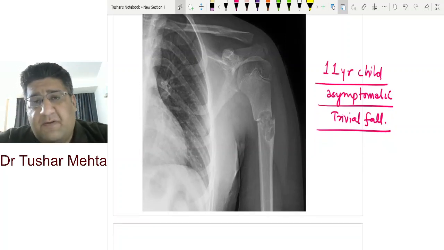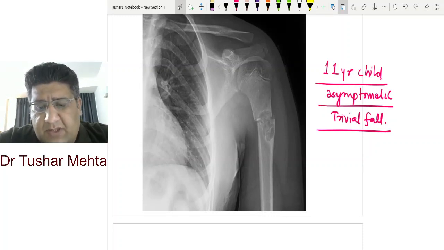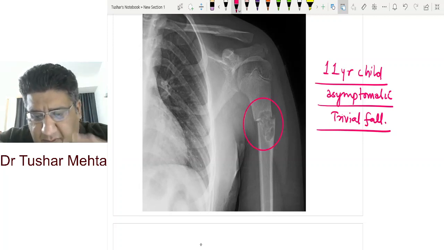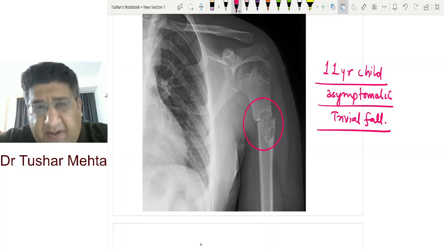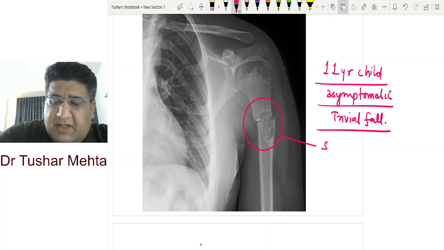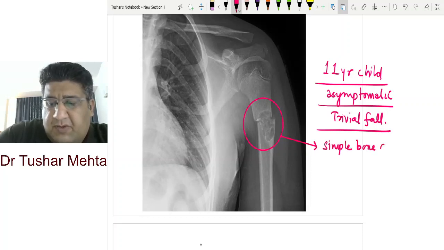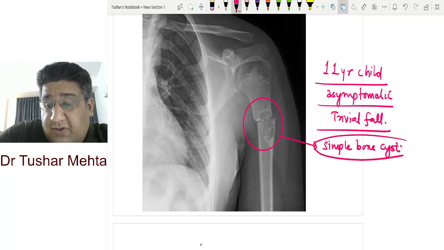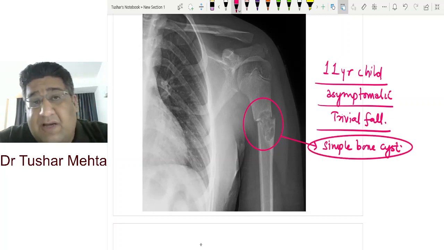Because of that trivial fall, he got up and started crying, and he was taken to a doctor where this X-ray was done. And when they saw this X-ray, they said, "Okay, fine, it's a fracture. Agreed, but there is something underlying that fracture, which is the actual reason behind it." And it came out to be a case of a simple bone cyst, a solitary bone cyst or a unicameral bone cyst, and he was actually a patient of that.